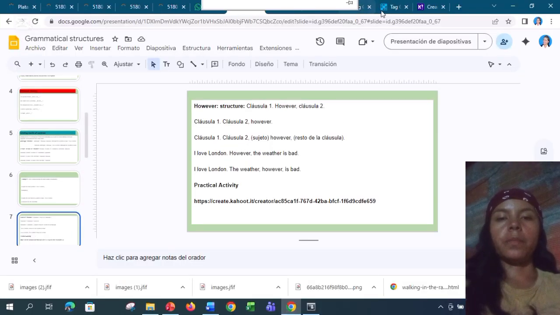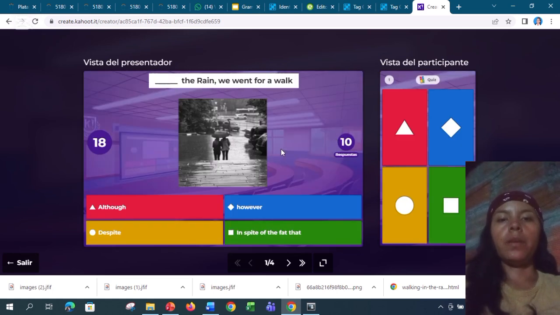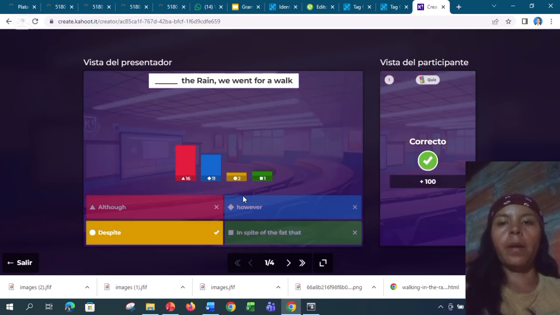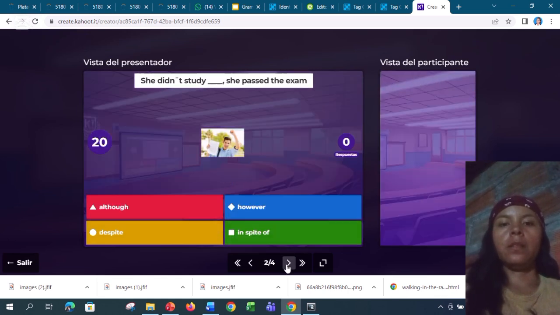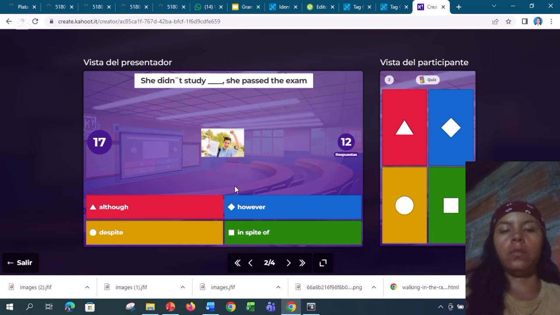I am going to check the activity in Kahoot. Number 1: "The rain, we went for a walk." What is the correct answer? It is despite. "Despite the rain, we went for a walk," or in spite of, since it is followed by a noun.